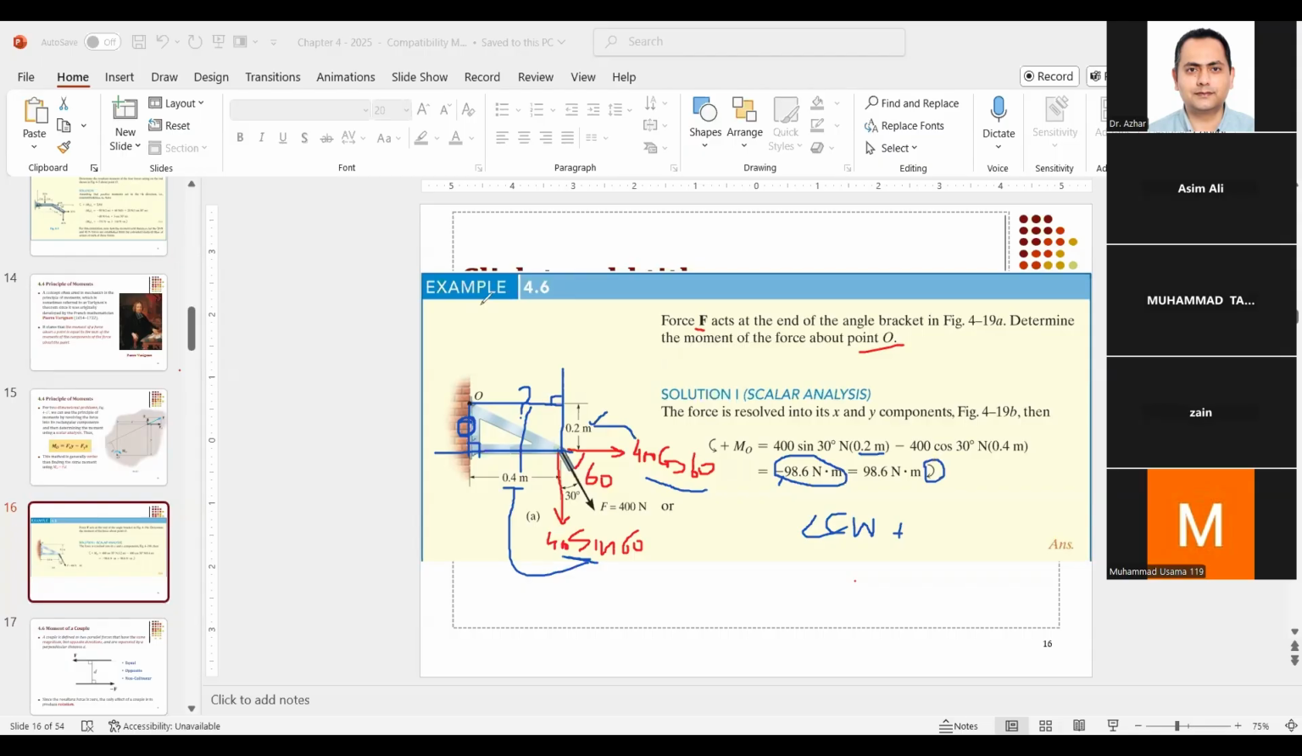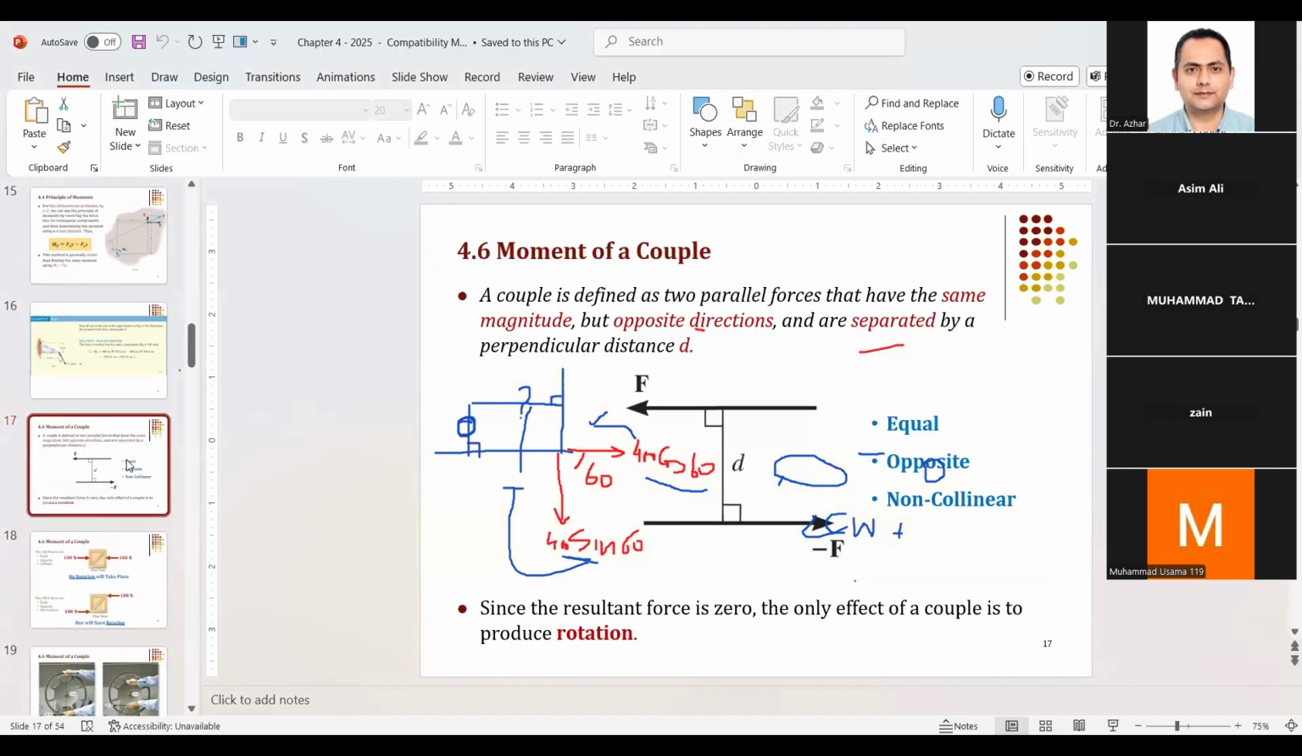Okay, so that finishes this problem. I will stop here today, and next time when we come back, we will start learning about the couple moment, the moment of a couple.